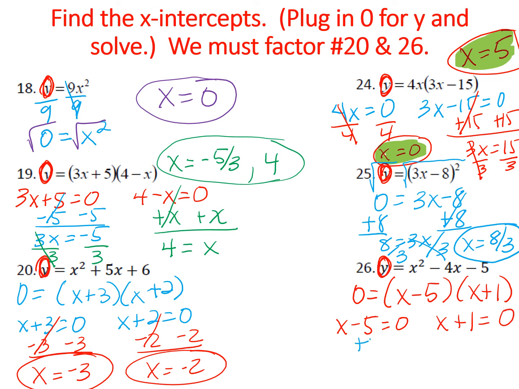And then when we solve, we get x equals 5 and x equals negative 1. So again, these were nice. The first one, we just had to divide and take the square root of both sides. For the next two, they were already in factored form. 25 was another one where you needed to take the square root of both sides, and the last two involve factoring.